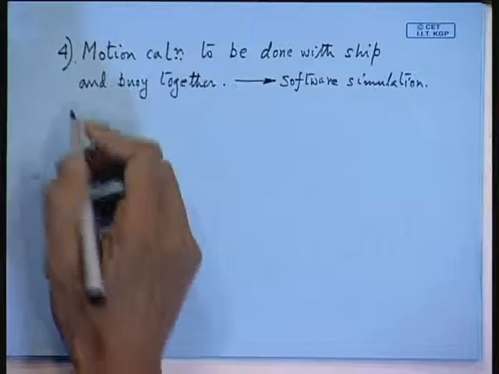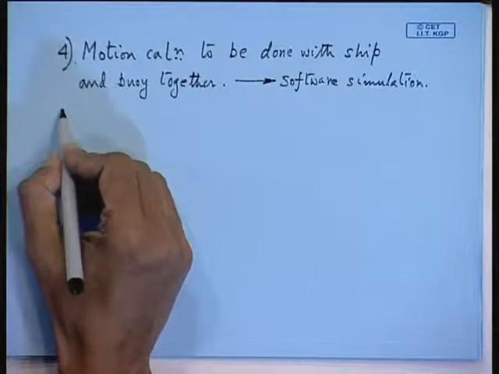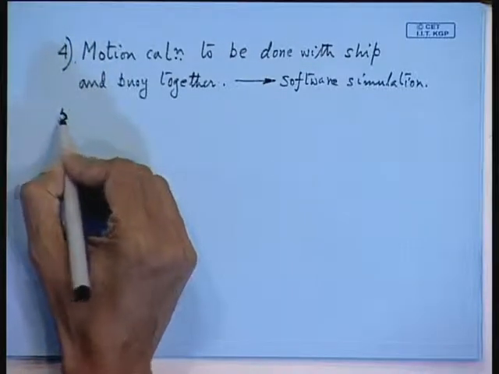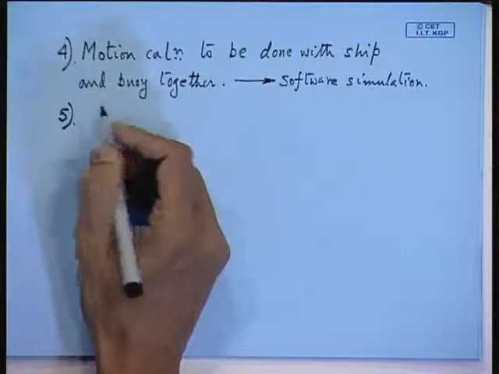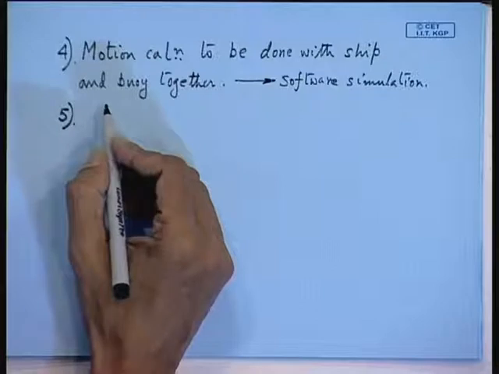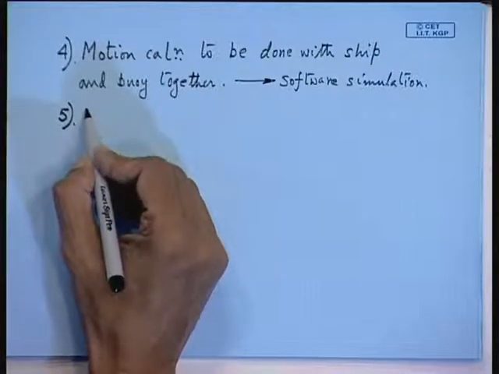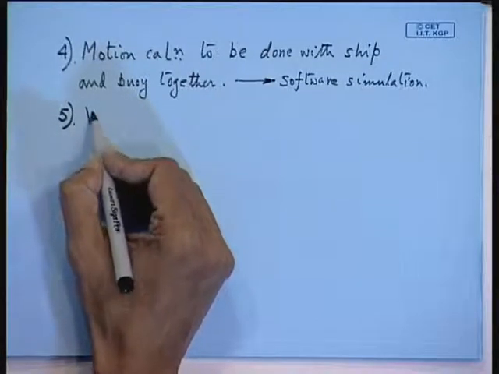And the last, what is the last most crucial aspect? Very crucial is, I told you, in any ocean engineering, water depth is another very important factor.